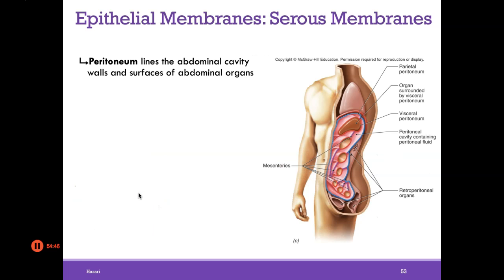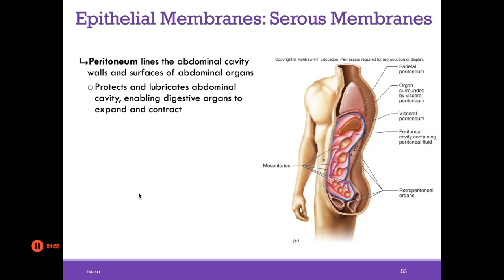Finally, we have the peritoneum, which lines the abdominal cavity walls and the surfaces of abdominal organs. So the peritoneum provides protection and lubrication for the abdominal cavity and allows our digestive organs like our intestines to move and contract and expand without rubbing against each other and causing too much friction. So again, we have this double membrane. We have the visceral and the parietal, right? The visceral is deeper. And then in between, we have this fluid in between the double membrane. So those are serous membranes.